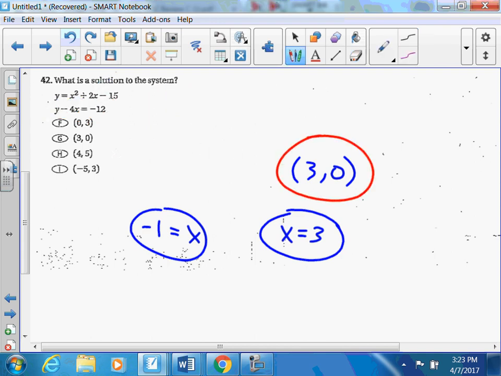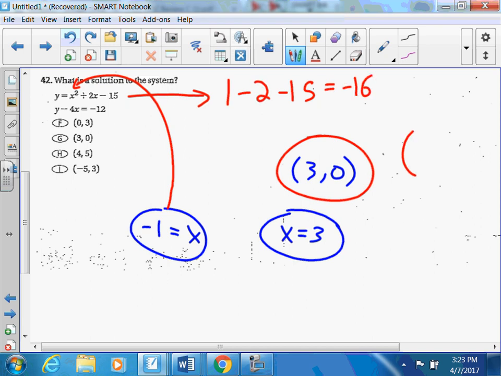Now I'm going to plug in negative 1 for x. If you plug in negative 1 up here, negative 1 squared is 1. 2 times negative 1 is negative 2, minus 15. And if you take 1 minus 2, minus 15, that's negative 16. So another solution would be negative 1 for x, negative 16 for y. That would be another solution. But I don't see that answer. The only answer I see is 3, 0. So G is your answer.